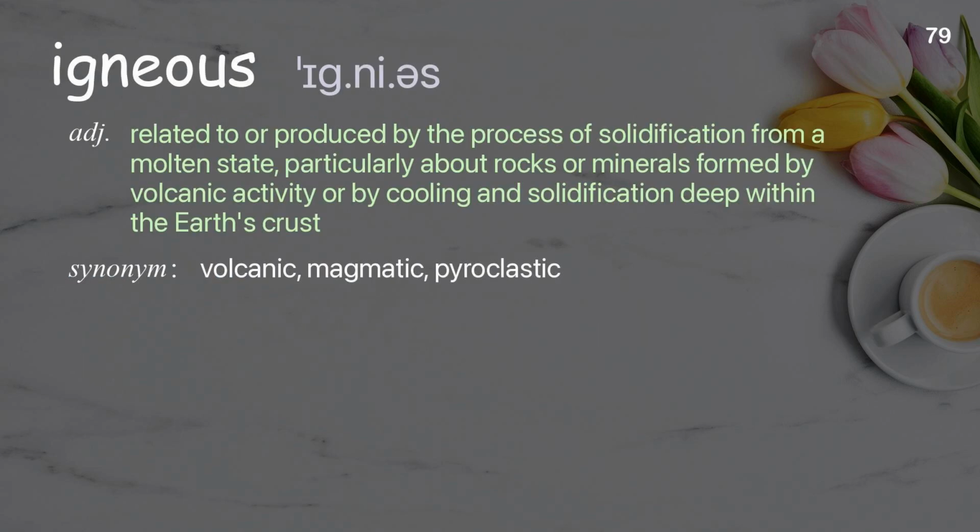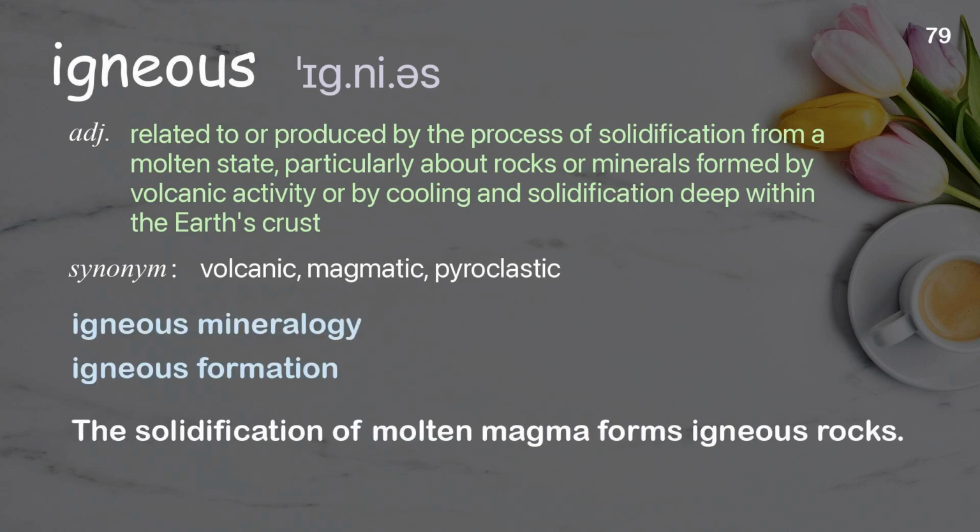Igneous. Related to or produced by the process of solidification from a molten state, particularly about rocks or minerals formed by volcanic activity or by cooling and solidification deep within the Earth's crust. Examples: Igneous mineralogy, igneous formation. The solidification of molten magma forms igneous rocks.